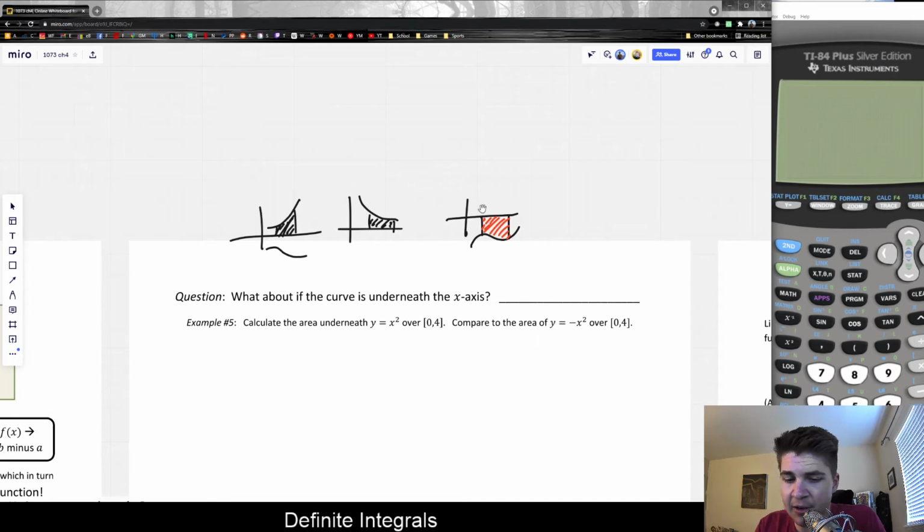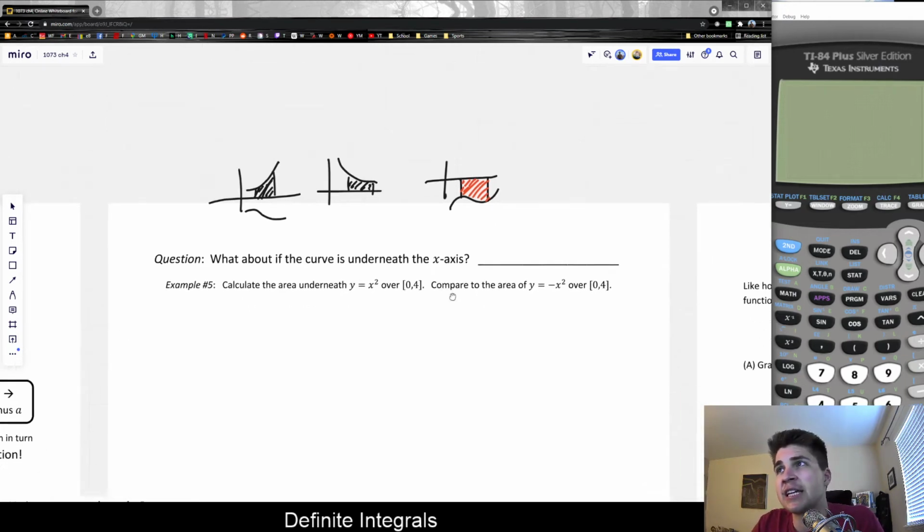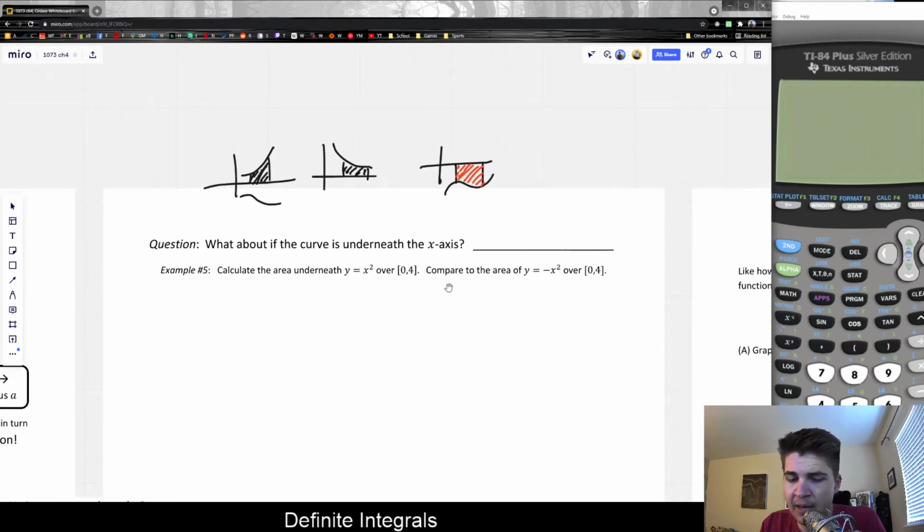So let's actually just look at example 5. But first, to fill in the blank here in our note page, what happens if the curve is underneath the x-axis? What we'll get is negative area, which is kind of strange. Usually in geometry, you don't ever think about area as negative. It's like a positive amount strictly. But it's because it's positional.